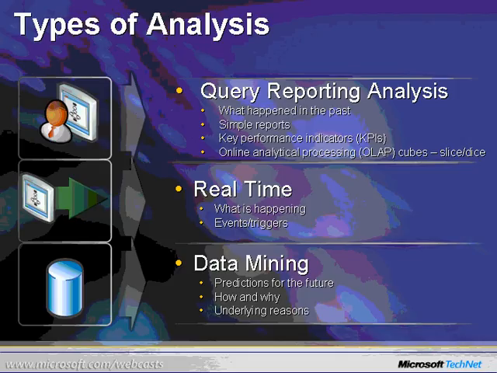There are various types of data analysis. Query report analysis, or QRA, is a form of analysis that will show what happened in the past. This type of analysis is generally a product of simple reports, key performance indicators, or OLAP cubes. Analysis can also be conducted in real time. With real-time analysis, you're asking what is currently happening. Triggers or events are common practices used when attempting to gather real-time information, where they set off alerts during certain occurrences of forms of data or data changes.